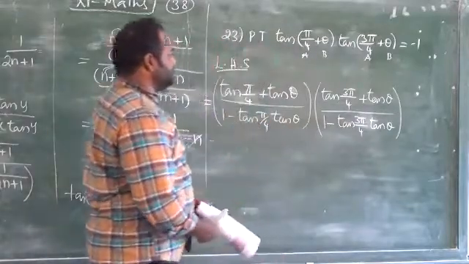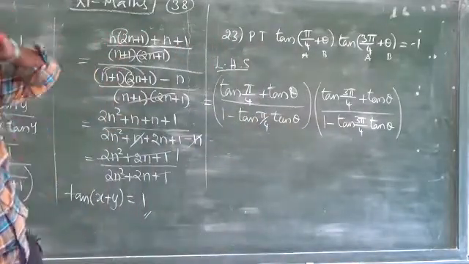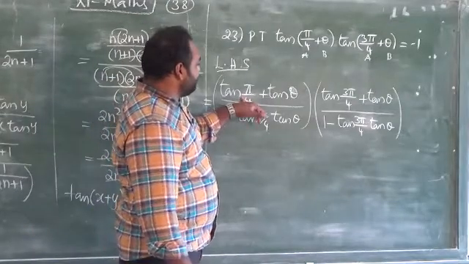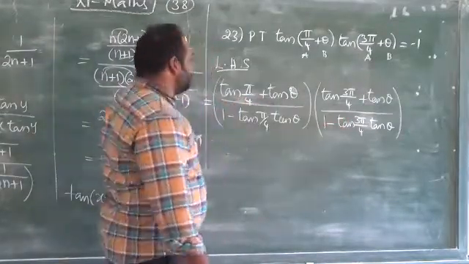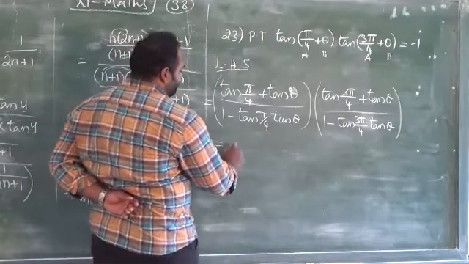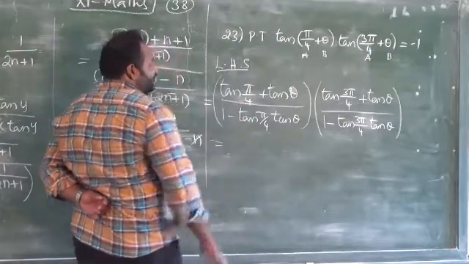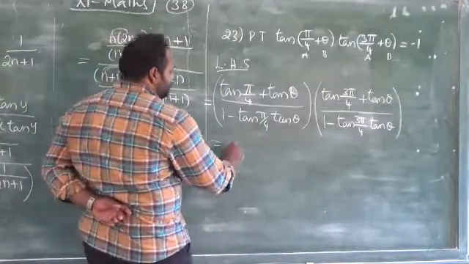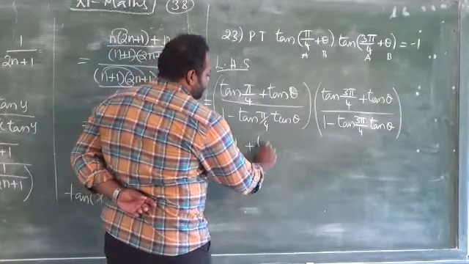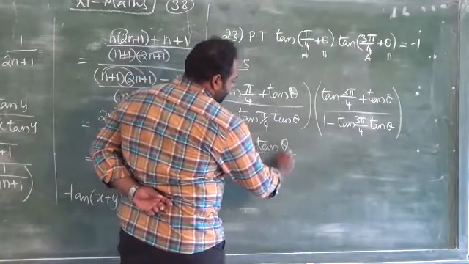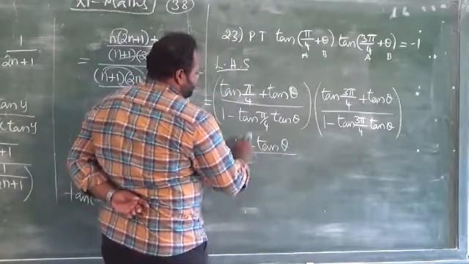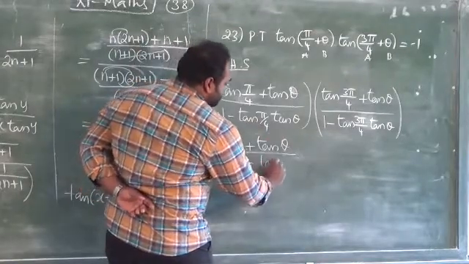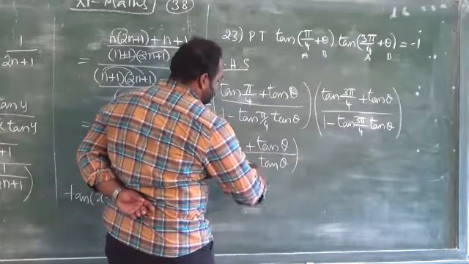So after expressing the tan A plus B formula, we have to apply the values for tan pi by 4 and tan 3 pi by 4. So tan pi by 4, we know that it is tan 45 degree. Tan 45 degree value is 1, so 1 plus tan theta by 1 minus, tan pi by 4 value is 1, into tan theta. So this is one value.